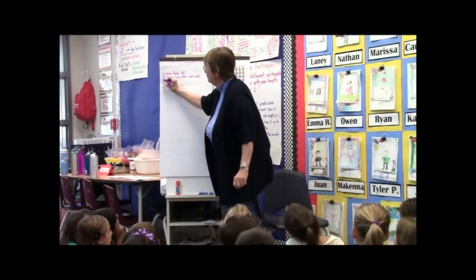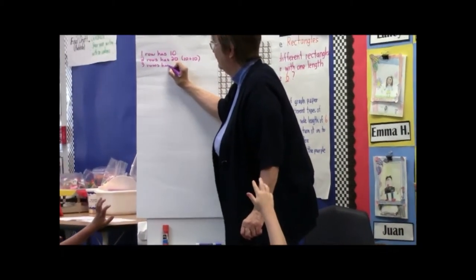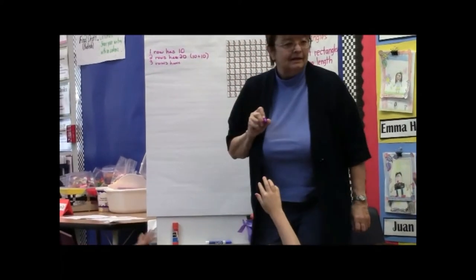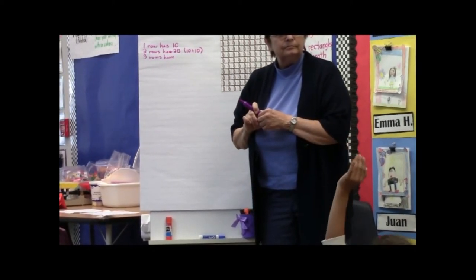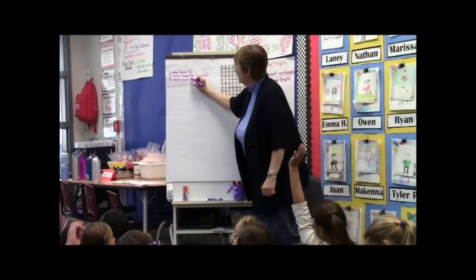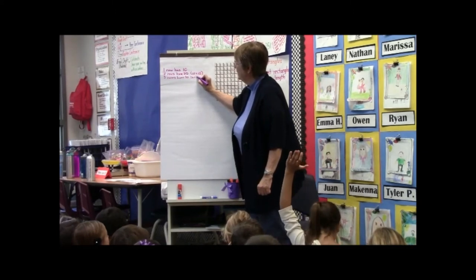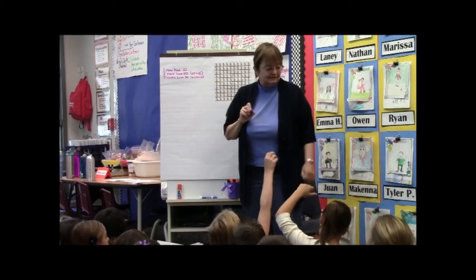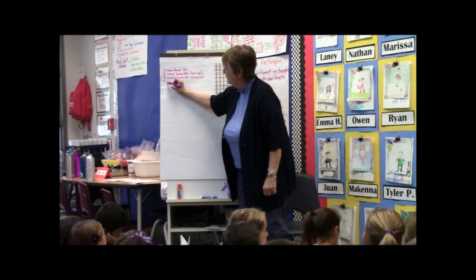How about 3 rows? 3 rows have 30. Yes? It had 30. Now how did you figure out 30? I just added 10 plus 10. Oh, okay. It has 30 because it's 10 in the first row and 10 in the second row and 10 in the third row. Yes. How about 4 rows?